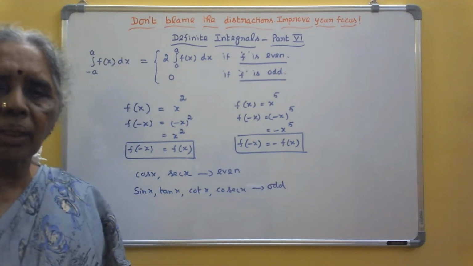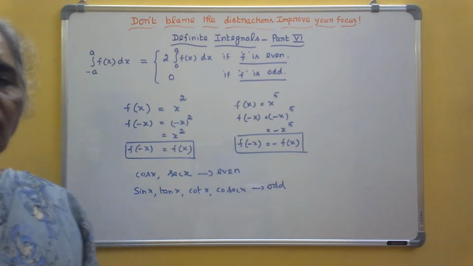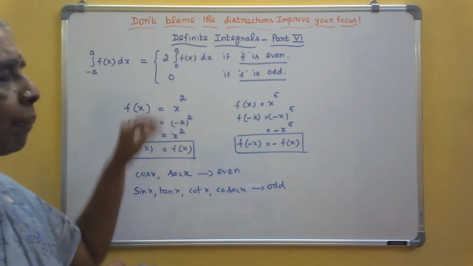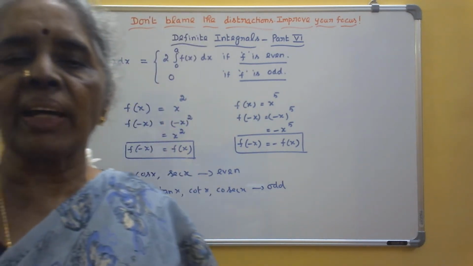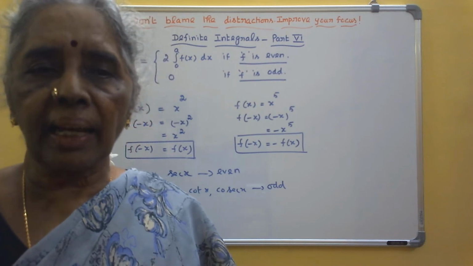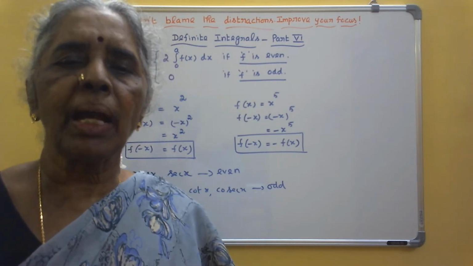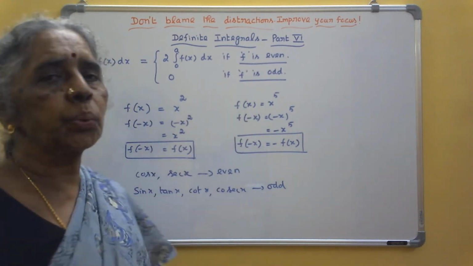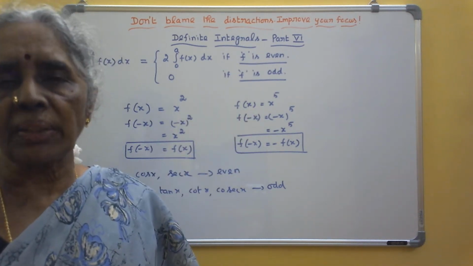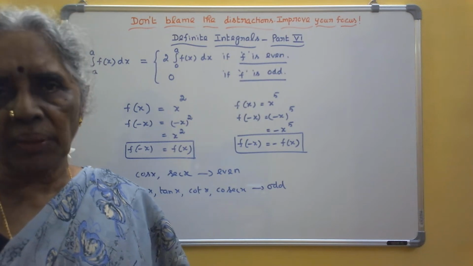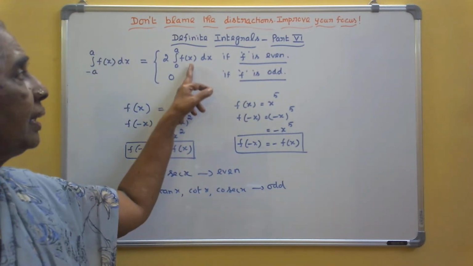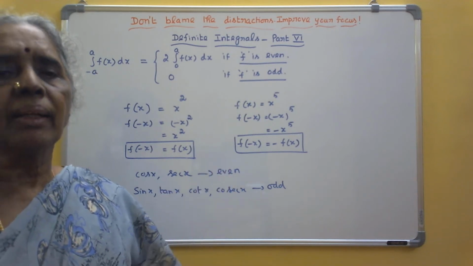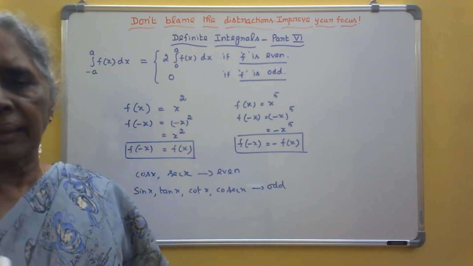But if you have sin squared x, there this rule applies. The power is an even number. So, sin squared x will become an even function. So, these are the main things you should know about odd and even functions. And this property has two different results. So, using that, let us do a few example sums.